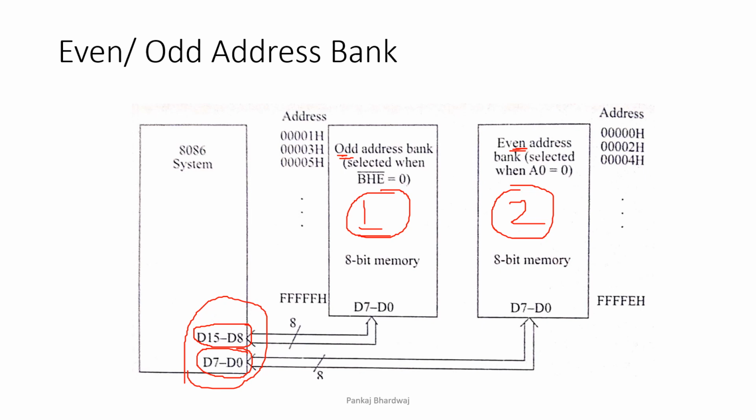Now if, for example, the data is written in the 2 and 3 fashion, then both 2 and 3 can be fetched from the memory in one single cycle, because 2 must be the lower byte and 3 must be the higher byte, and these are connected to the even and odd address banks respectively.